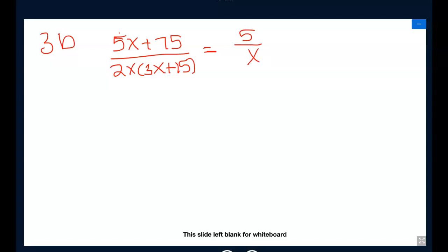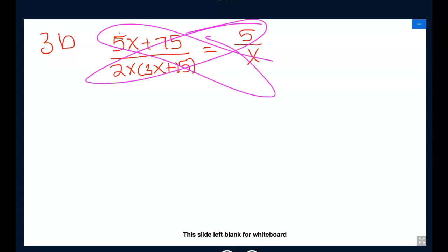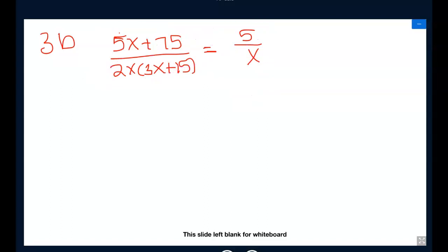What can I do with this type of problem that makes this easier than trying to do it the other way and getting an LCD of both sides? Yeah, so this simplified, what did I write? This is called what method? Yeah, cross multiply. We're going to cross multiply. It's going to be a lot easier than trying to get an LCD of all three parts.